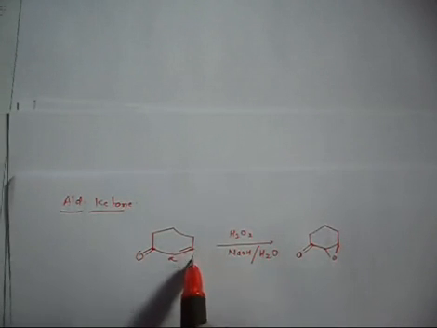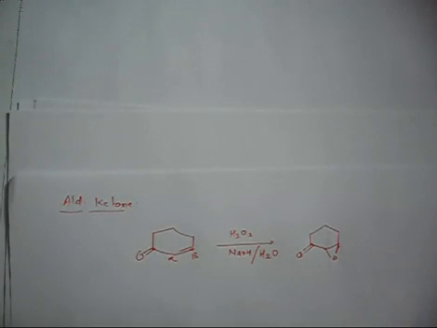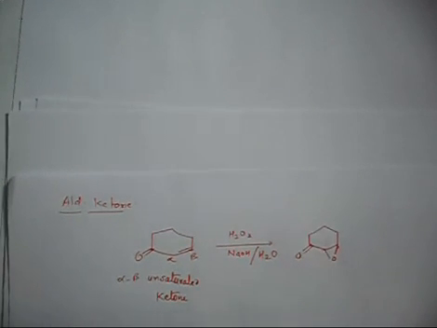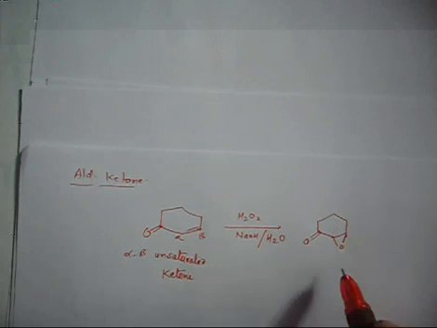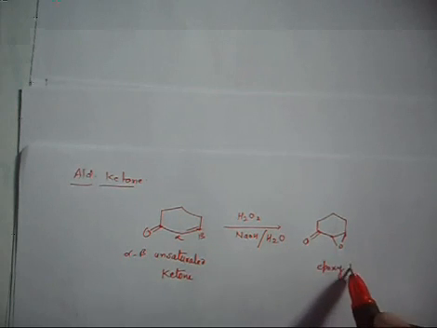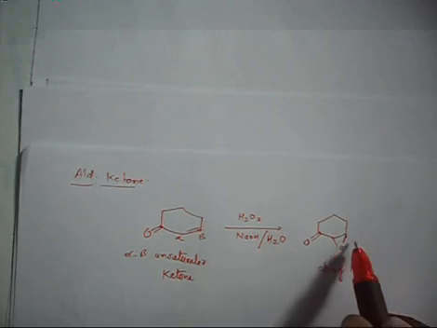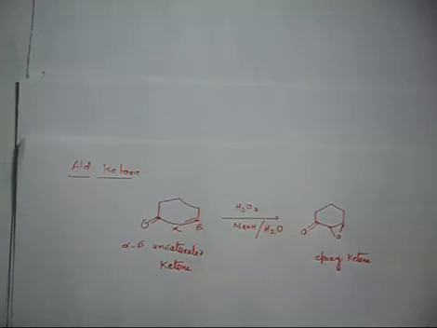So this says the treatment of an alpha beta unsaturated ketone. This is the alpha beta position unsaturated. Everybody knows this is an alpha beta unsaturated ketone. Treatment of an alpha beta unsaturated ketone with basic aqueous hydrogen peroxide yields an epoxy ketone. So this is your epoxy ketone. There is an epoxide ring and there is a ketone.